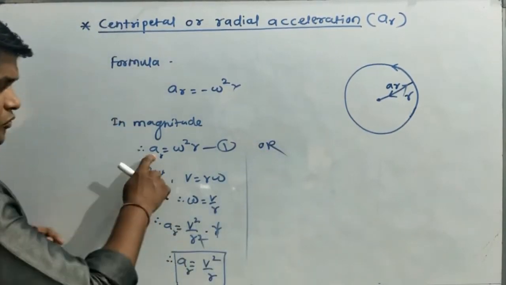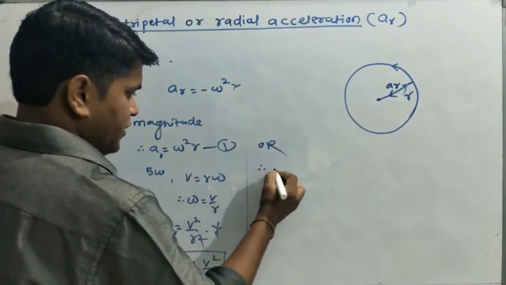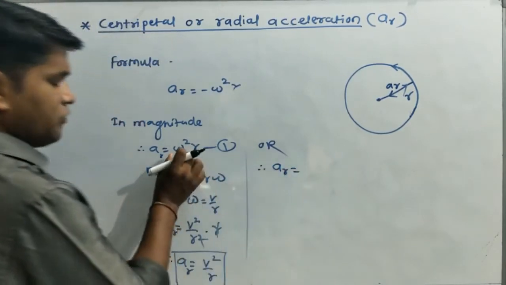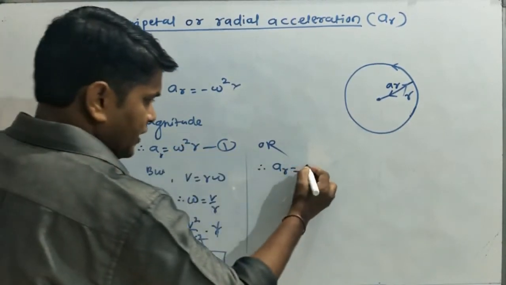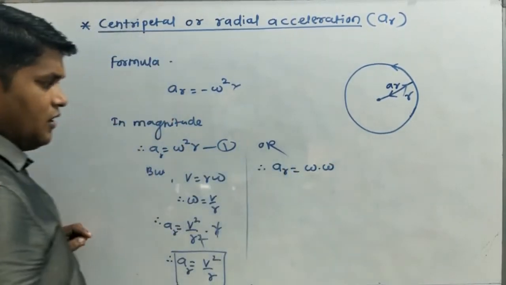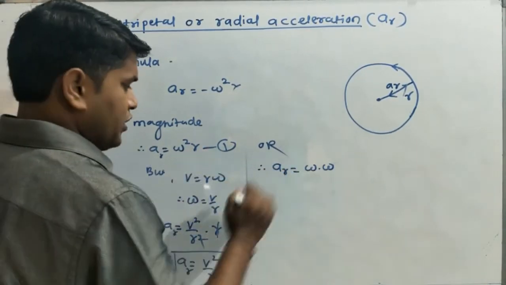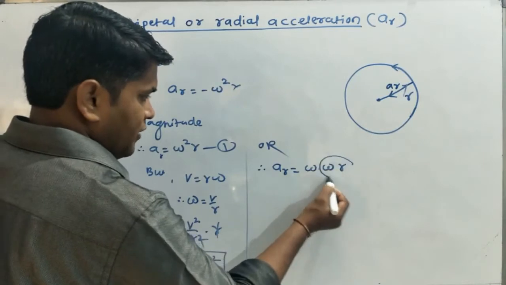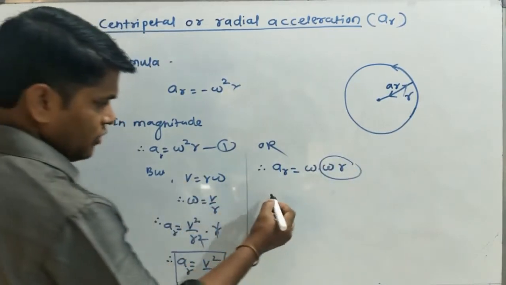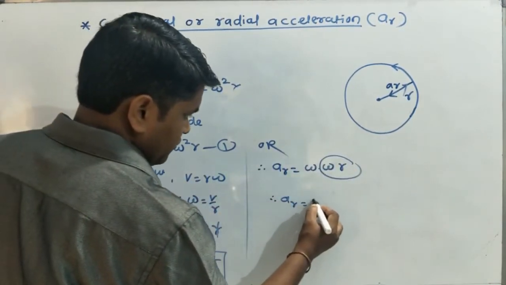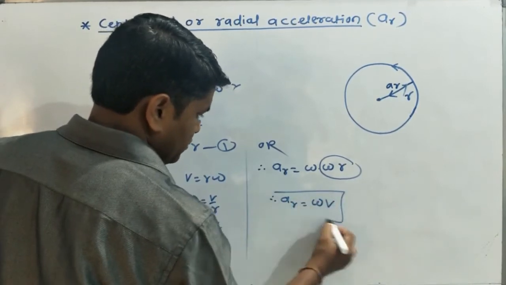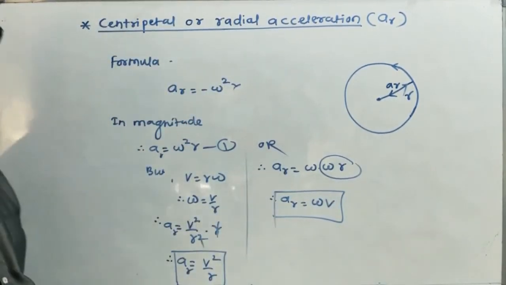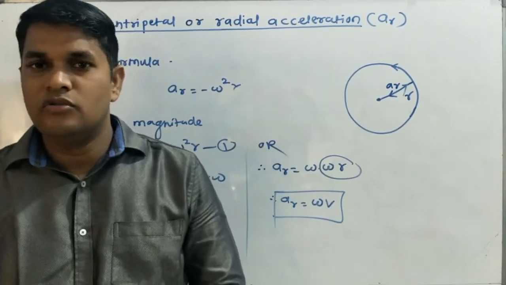Or suppose we have this formula, then we can write AR is equal to omega square, and we can write omega square as omega into omega. What can we write omega square as? Omega into R. But omega into R is our V. So we get another formula: omega into V. This is another formula for centripetal or radial acceleration. Understood?